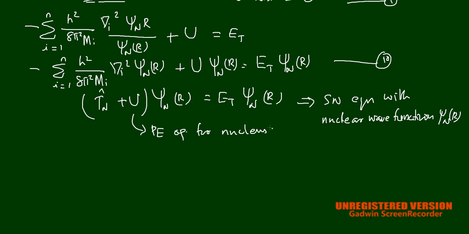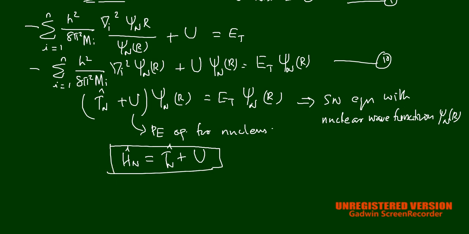Okay, so we can write it like H cap n. Therefore, H cap n, or Hamiltonian for the nucleus, is equal to the kinetic energy part of the Hamiltonian plus the potential energy part U. Kinetic energy part plus potential part U. That is a nuclear Hamiltonian.